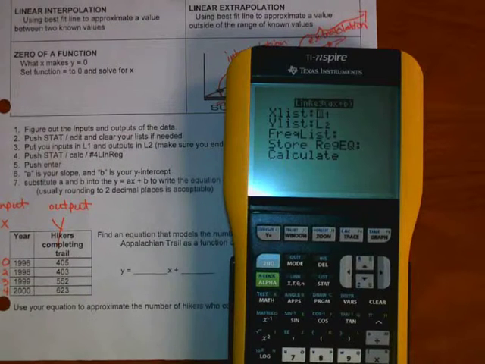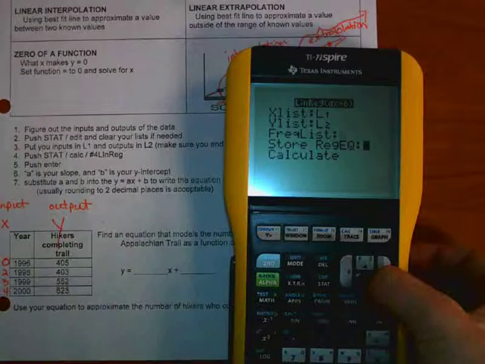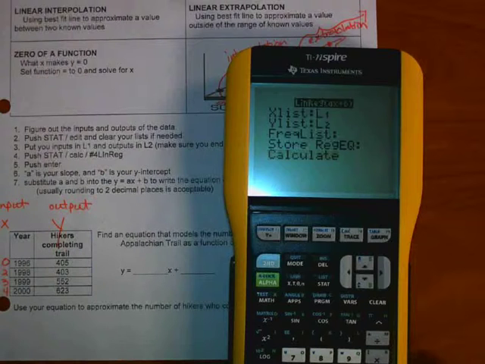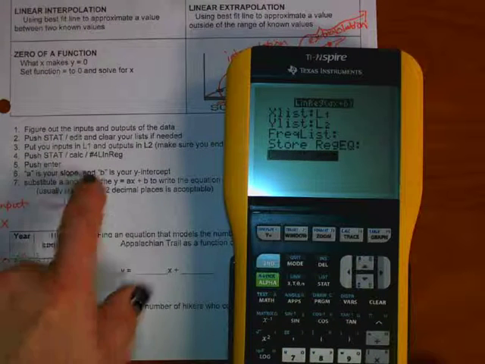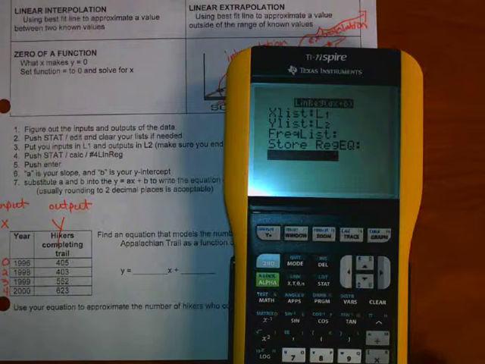Now, this is saying, okay, is your X list in L1? Yes, it is. Is your Y list in L2? Yes, it is. We could change that if we wanted to. This, I have no idea what that means. This, we want it to calculate the line of best fit. So you're going to arrow down to calculate. This was a little different than mine, so that's why I don't have that on the directions. And you push enter.